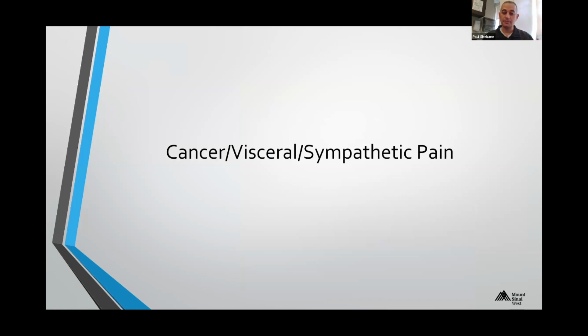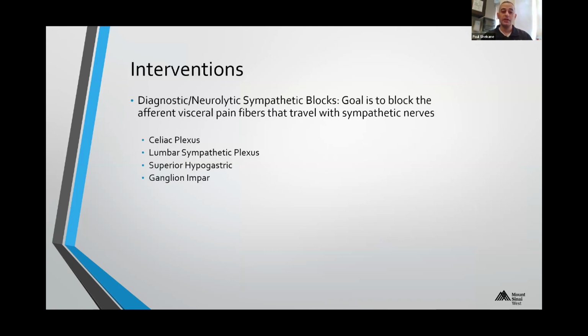Let's shift gears and talk about various nerve blocks that can be done for cancer pains, for visceral pains, and other sympathetically maintained pains. So with these injections, our first goal is to help diagnose if these nerve bundles are responsible for the patient's chronic visceral type pain. Going from head to toe, the typical types of sympathetic nerve blocks that we perform in the interventional pain management world are the celiac plexus block, the lumbar sympathetic plexus block, superior hypogastric plexus block, and the ganglion impar block.